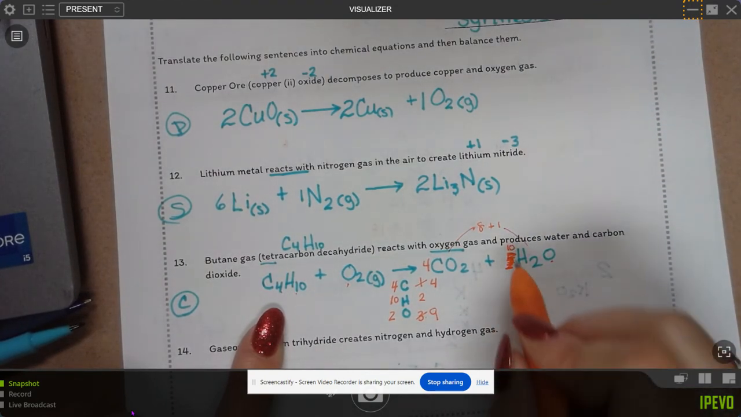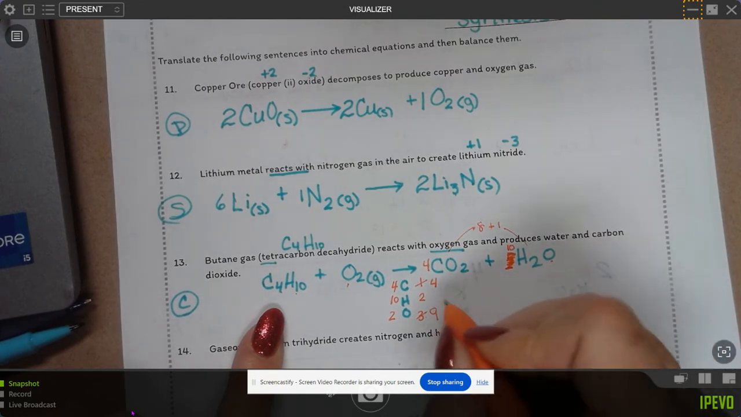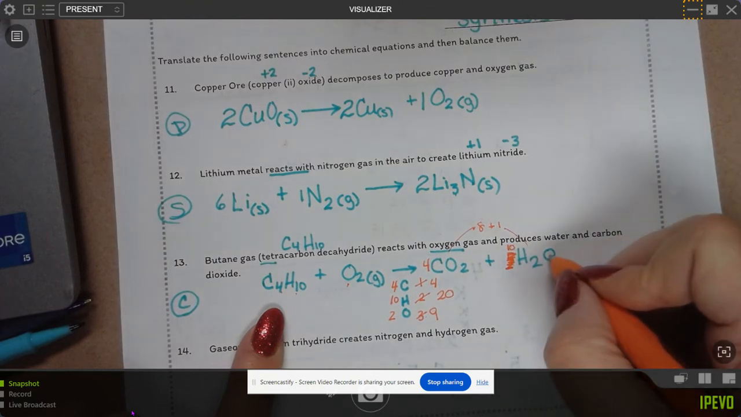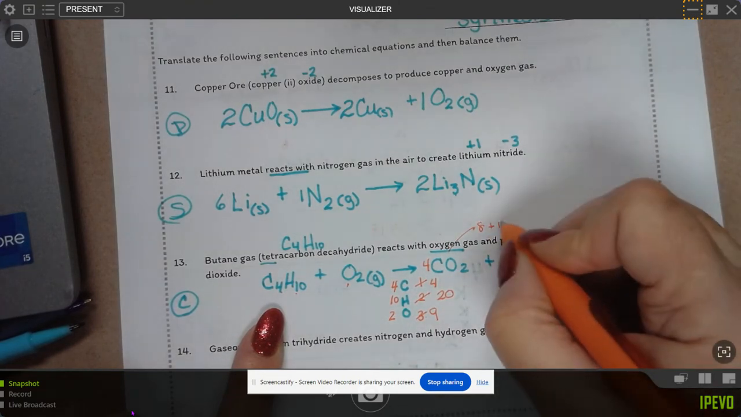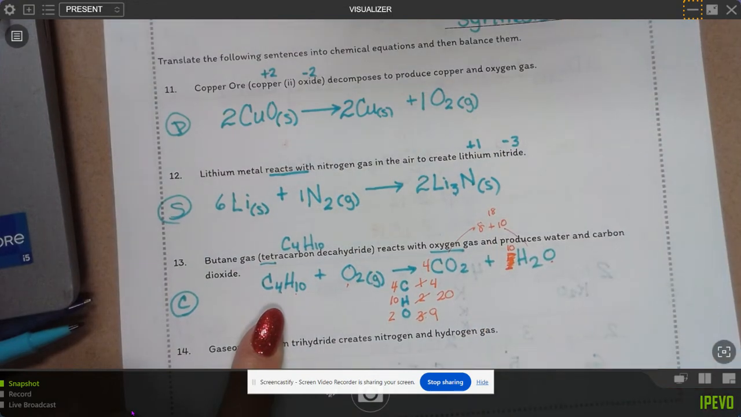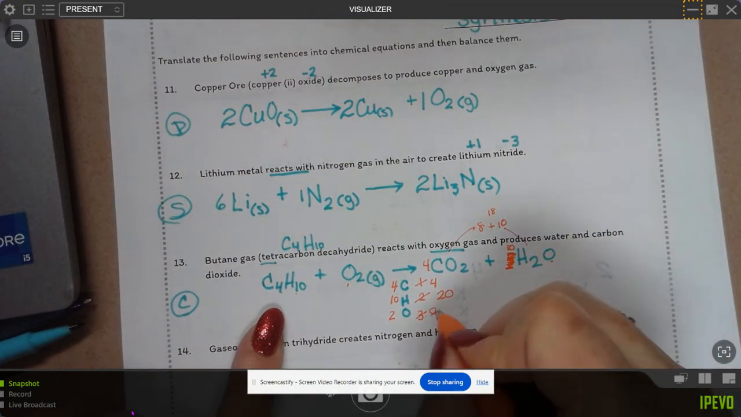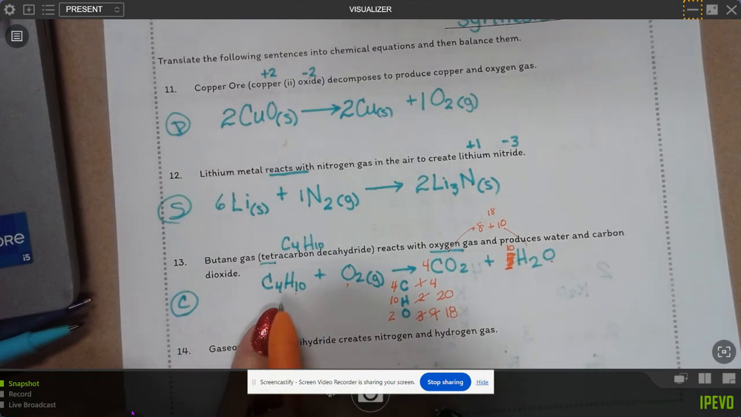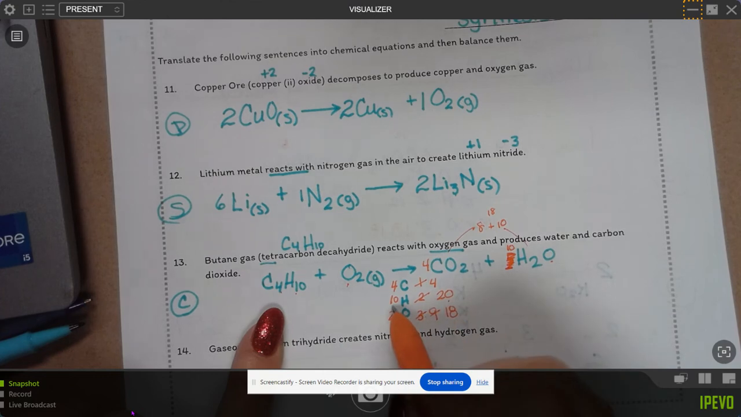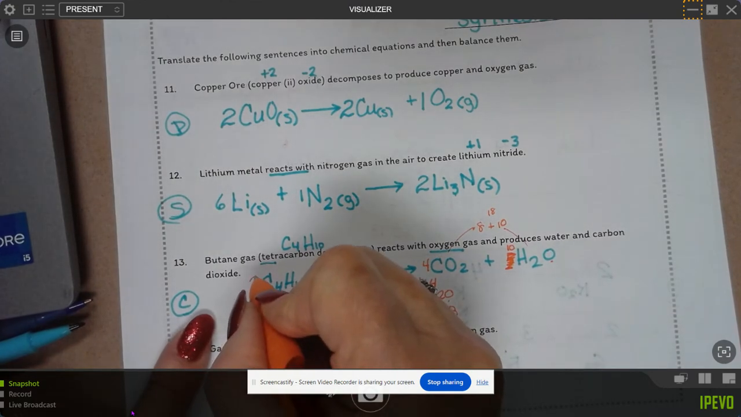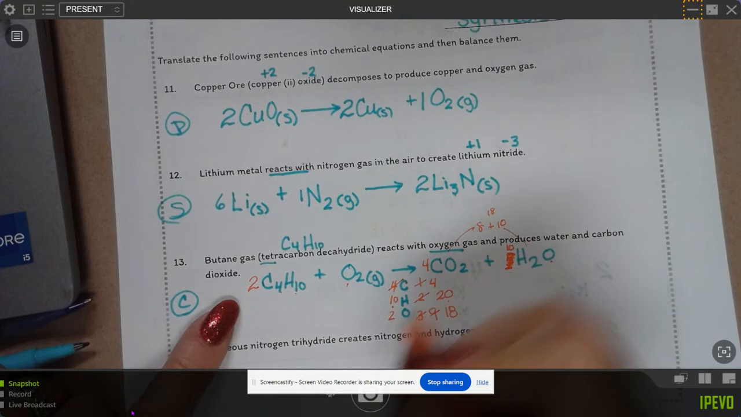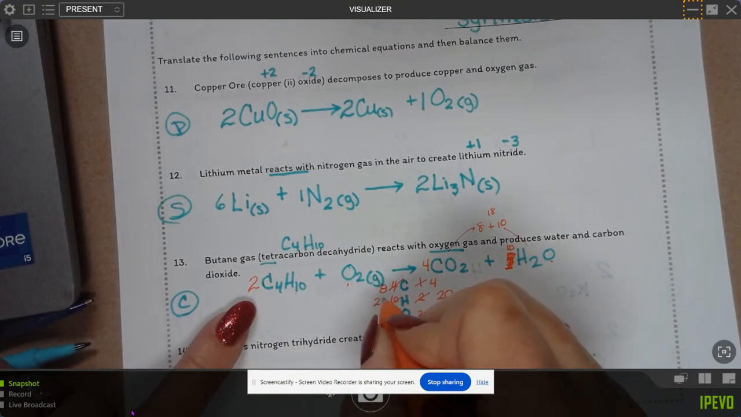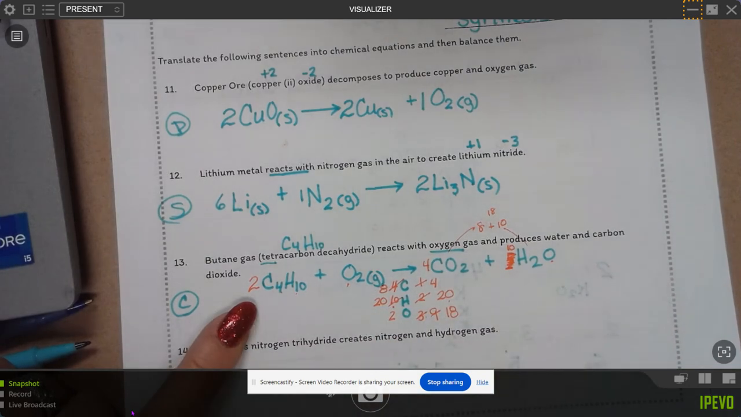Okay, so now if I look, I've got 10 times 2, I've got 20 hydrogen. And oxygen, I've got my 8 now plus 10, so I've got a total of 18 right now. But I'm going to put that there. Let's see. Over here, notice I've got 20 hydrogen. Over here, I've only got 10. So now I need to put a 2 here to double that also. So 2 times 4 gives me 8 carbon, 20 hydrogen, and I've still only got 2 oxygen.